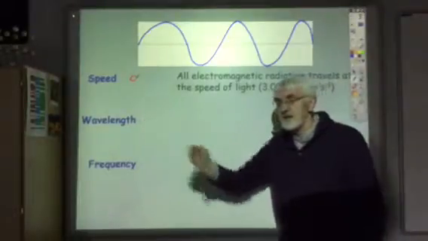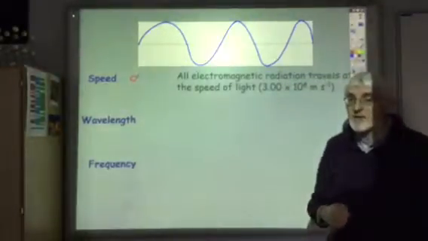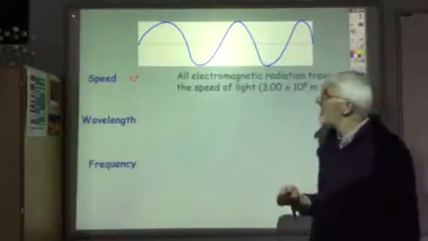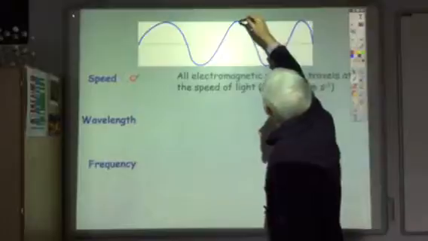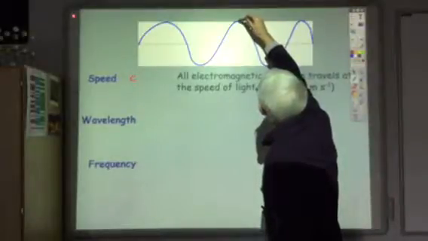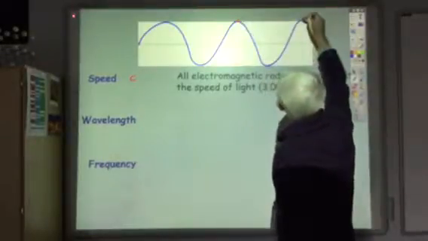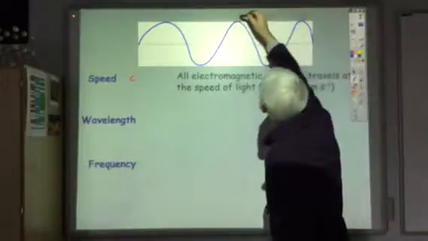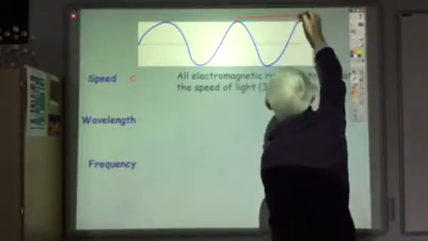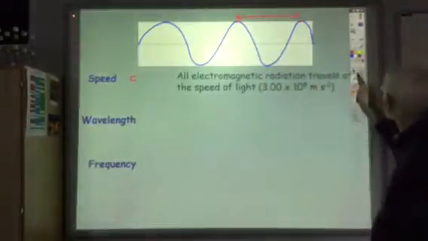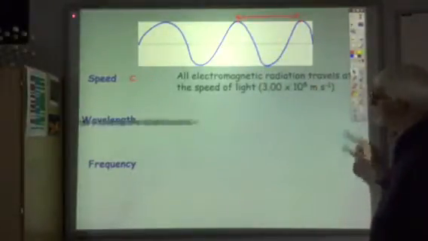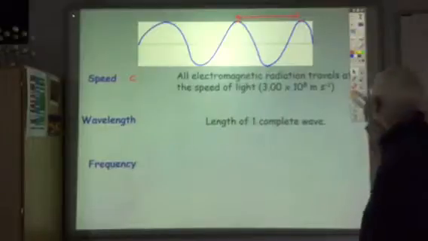The next thing you use to define a wave is the wavelength, which is just the length of one complete wave. In a diagram like this, you normally measure it from the peak of one wave to the peak of the next wave. So that distance there is the wavelength. It's the length of one complete wave.